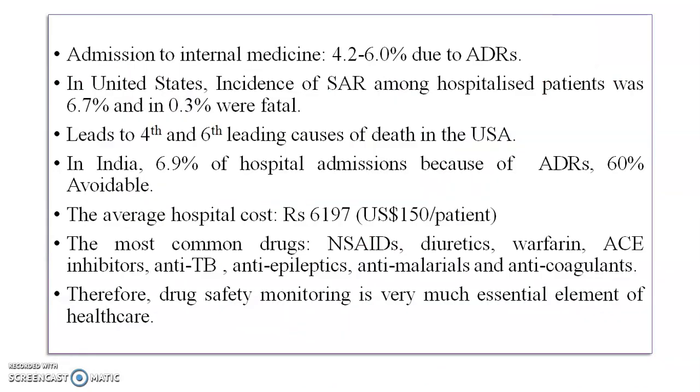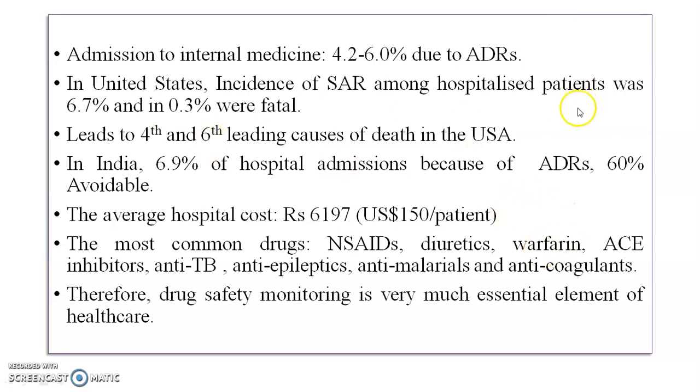Now there is epidemiology data which suggests that 4.2 to 6% of hospital admissions in internal medicine are due to adverse drug reactions. Another study suggests that in the United States, the incidence of serious adverse reactions among hospitalized patients was 6.7%, and the incidence of fatal ones was 0.3%. So here one must understand that because of hospital admissions due to adverse drug reactions, in the US, the fourth to sixth leading cause of death is adverse drug reactions. Coming to India, 6.9% of hospital admissions are because of ADRs, and out of that, 60% of ADRs are avoidable.